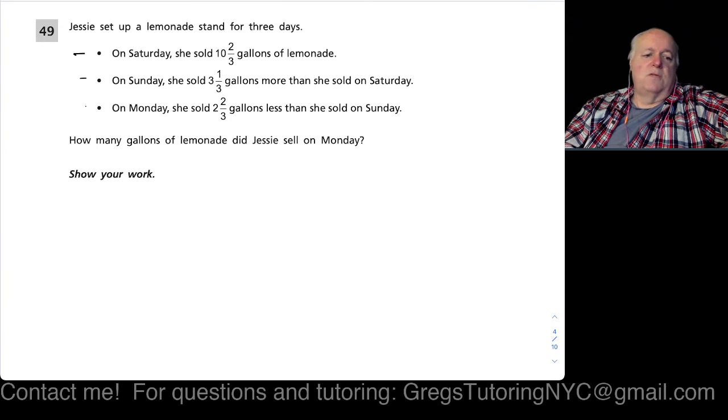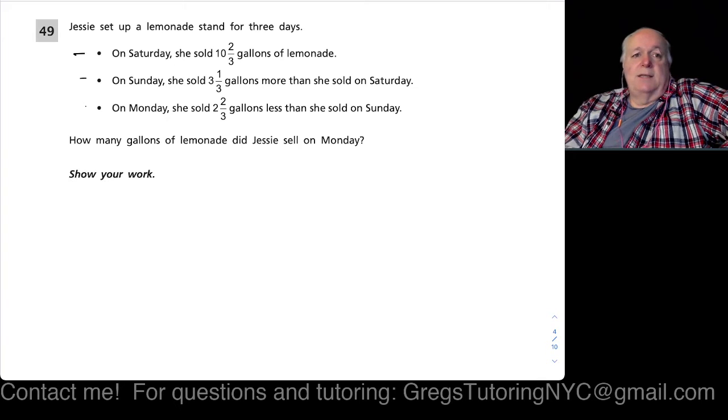Okay, anyway, by the way, so far on these questions, there's no illustrations. So there's no geometry yet. They're sticking to fractions and multiplication and operations involving mixed numbers at this point. So let's kind of see where that's going. Jessie sets up a lemonade stand for 3 days. So that's probably important, right? We don't know. On Saturday, she sold 10 2/3 gallons.